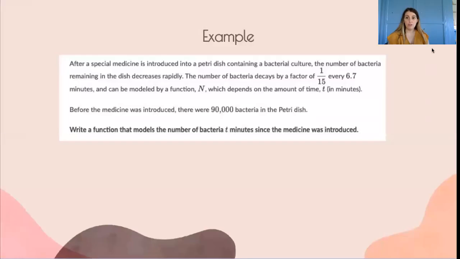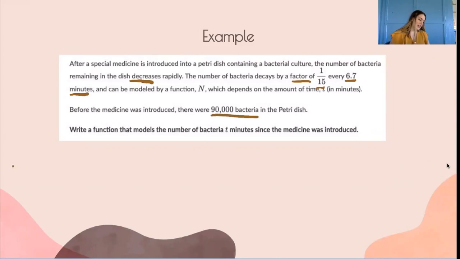Okay, here is our first example. After a special medicine is introduced into a petri dish, a bacterial culture, the number of bacteria remaining in the dish decreases rapidly. The number of bacteria decays by a factor of 1/15 every 6.7 minutes and can be modeled by function n, which depends on the time. Before the medicine was introduced, there were 90,000 bacteria in the petri dish.